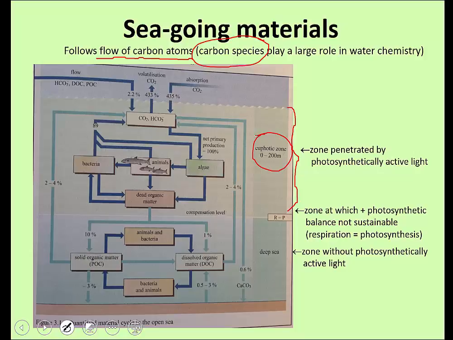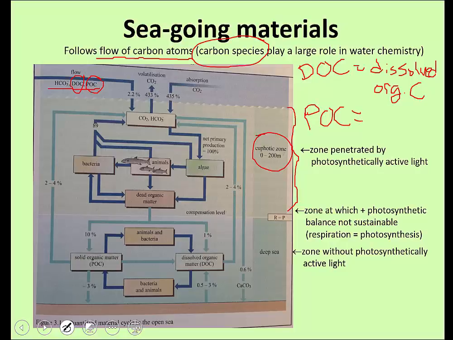Now, our carbon species are coming in various different forms. So the flow of carbon is coming in as various carbonate and bicarbonate species. We've got dissolved organic carbon, DOC, right here, and we've got particulate organic carbon. Okay, so DOC is dissolved, and then POC. These are terms that you'll see often in dealing with water chemistry. Okay, so particulate.